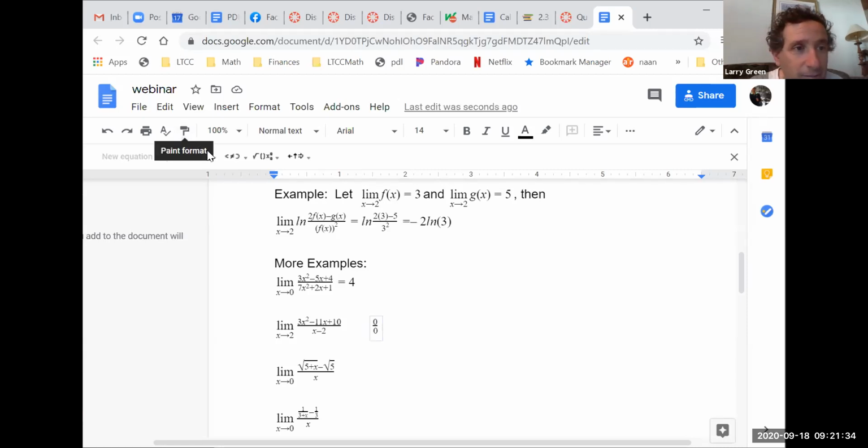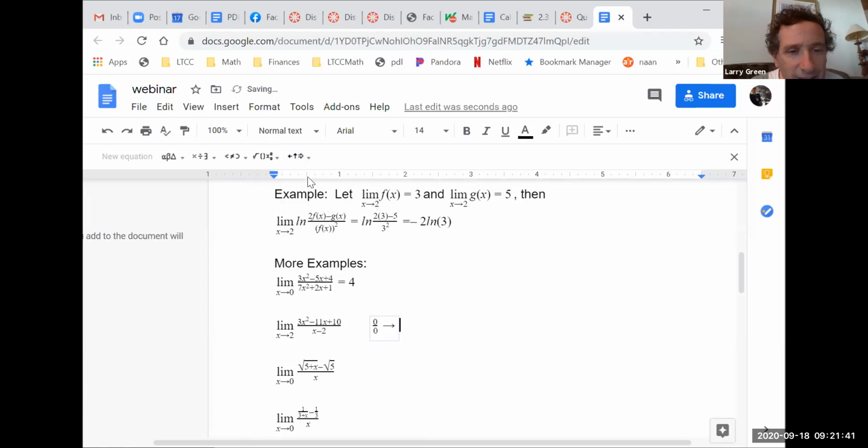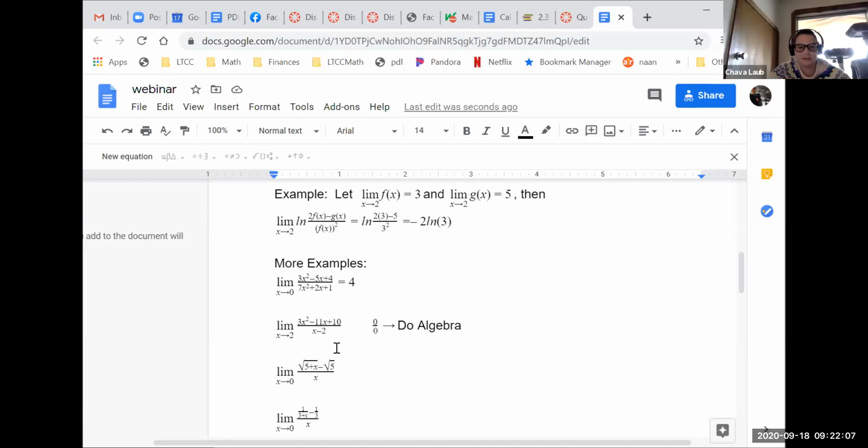What it means when you get 0 over 0 is the following. It means do algebra. And sometimes that's trig, by the way. So it means we need to do some algebra. And this is an example where you look at this and there's not a lot of choices. If you have a polynomial, what's the only algebra you can try to do? In one word. Yeah, factor.